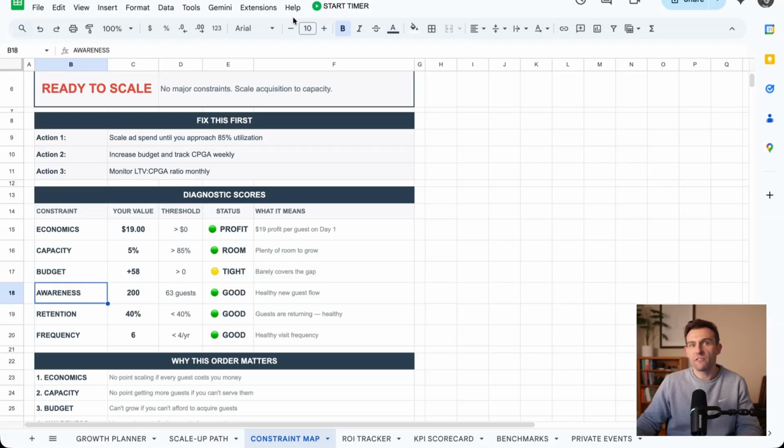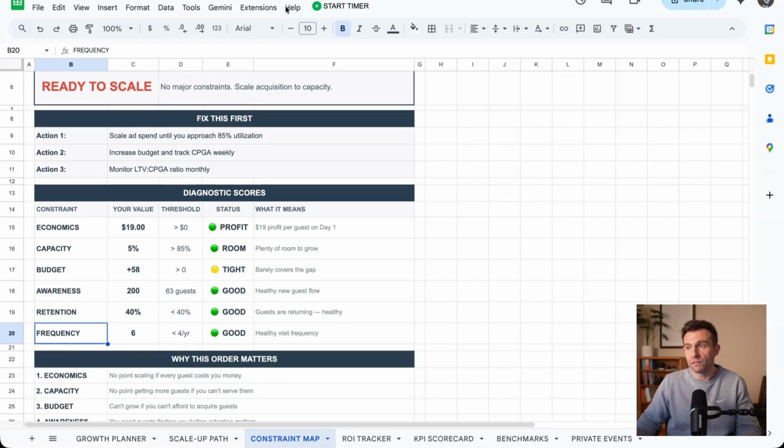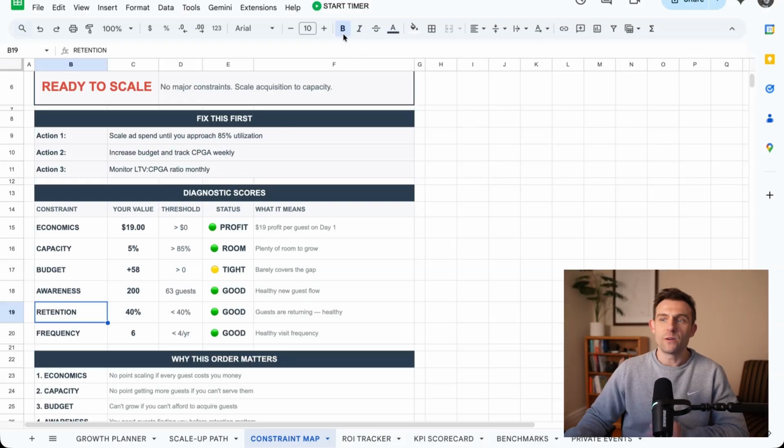Awareness: are enough people discovering that you even exist? Retention: are guests coming back? And then frequency: are they coming back often enough? Green check. Most restaurant owners I find are trying to fix everything at once. This shows you which one thing to focus on. Your constraint might be different, but if retention is red, you're filling a leaky bucket. If capacity is maxed, you need more seats, or you need to open more locations before more marketing. Knowing what your constraint is is kind of the whole game. So anyways, that's the growth planner.